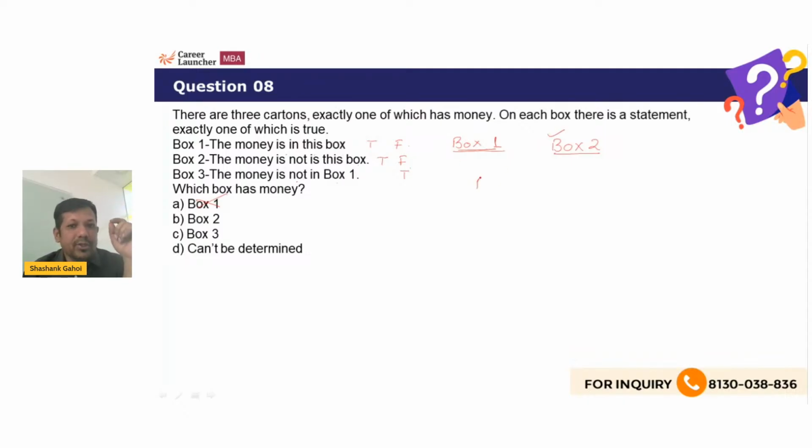Now let's check with box three as well, whether it works or not. Money is in the box, that is false. Money is not in this box, that is true. Money is not in box one, that is also true because it is in box three. It means two statements are true. So that cannot be the answer. It means money cannot be in box three as well. So where is the money? In box two.